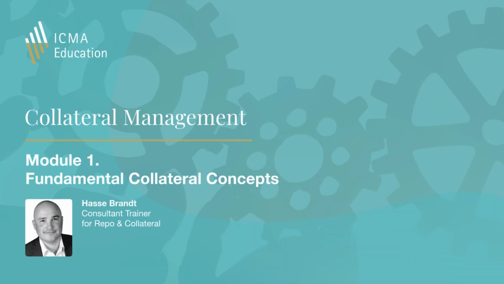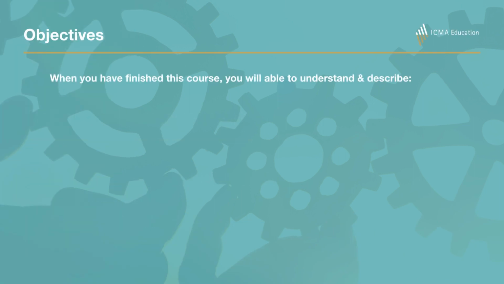Welcome to ICMA's Education Self-Study course for Collateral Management. This course consists of a total of 4 main modules with several subjects presented in each of their own videos. When you have completed all 4 main modules, you will have met the following objectives.